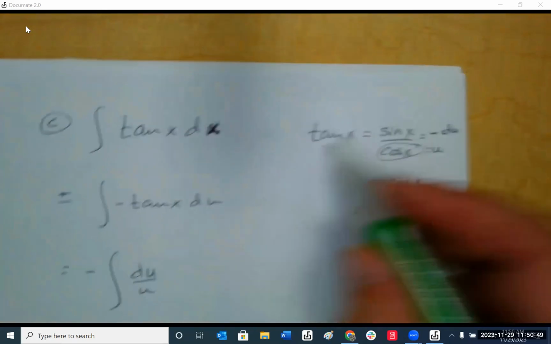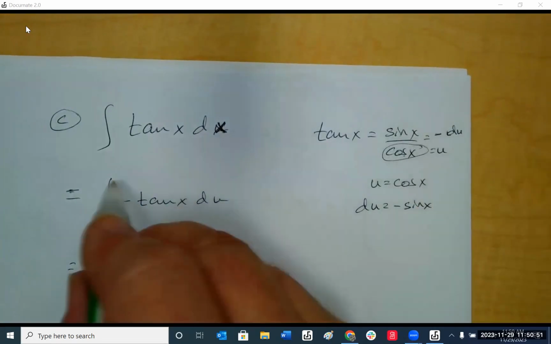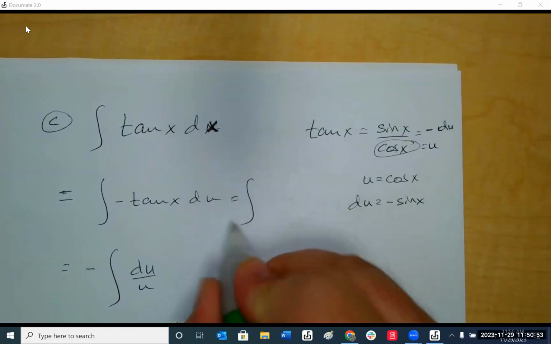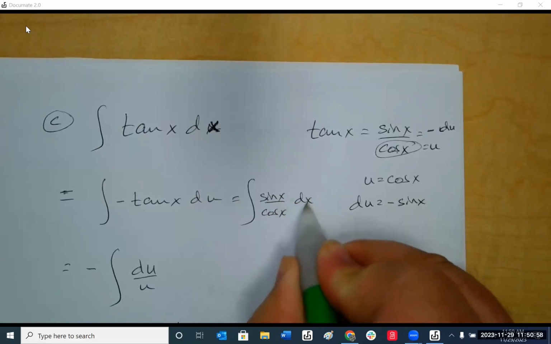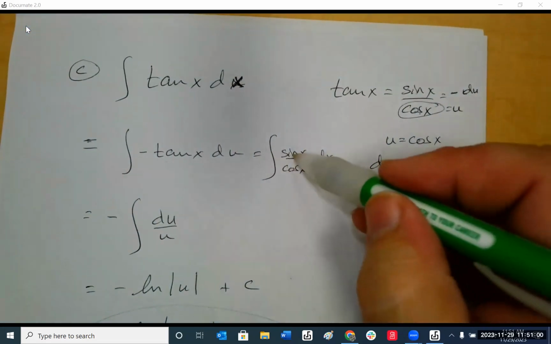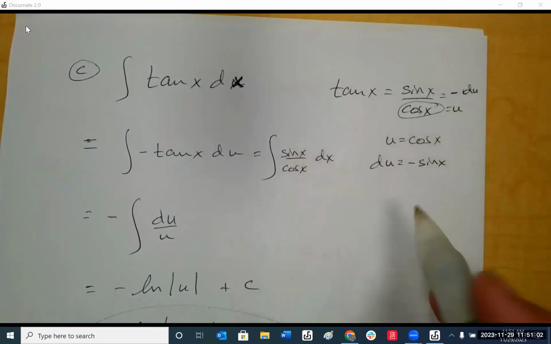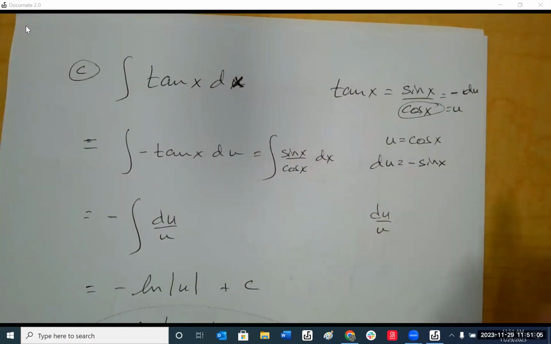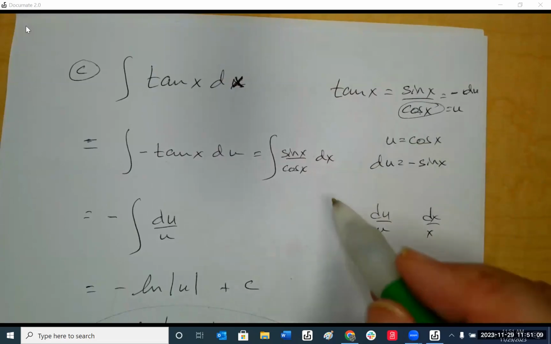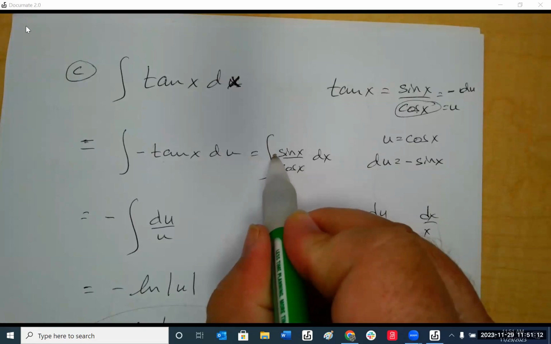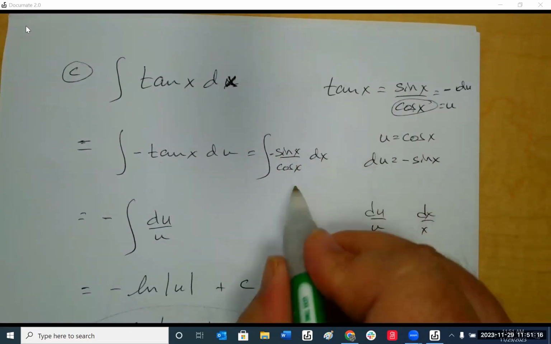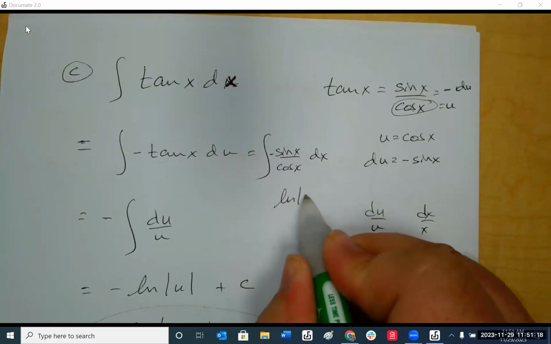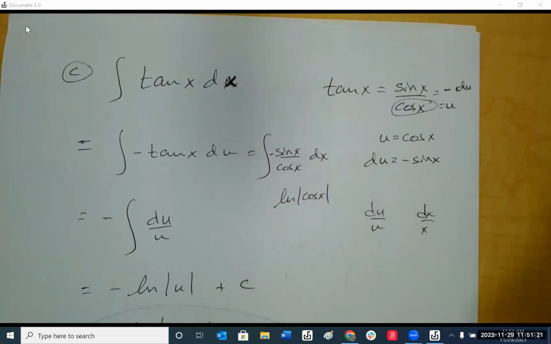Because tangent itself is sine over cosine. So what we have here is the integral of sine x over cosine x. This is in the form of du over u or dx over x. Since we're missing a negative sign, that's where that came from. Now we have du over u, which is ln of cosine.